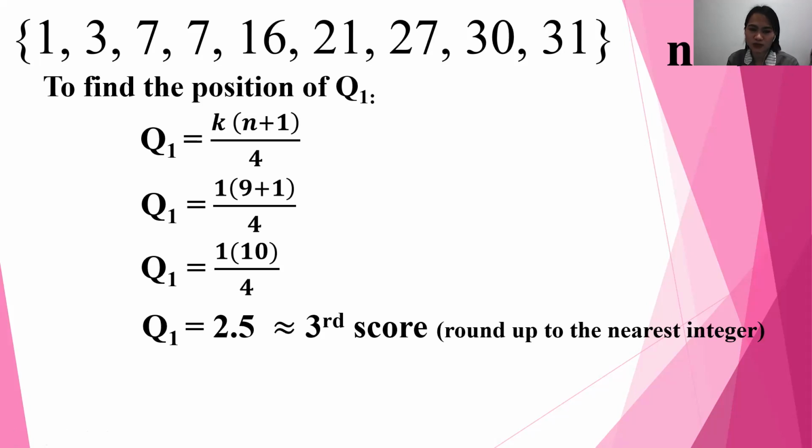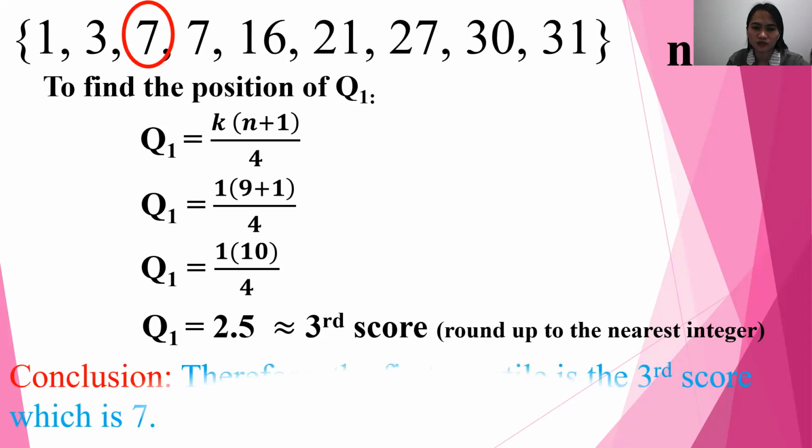And note for quartile 1, if our answer is in decimal, we're going to round up to the nearest integer. So 2.5 becomes 3, meaning our quartile 1 is the third score. So in conclusion, therefore, the first quartile is the third score, which is 7.